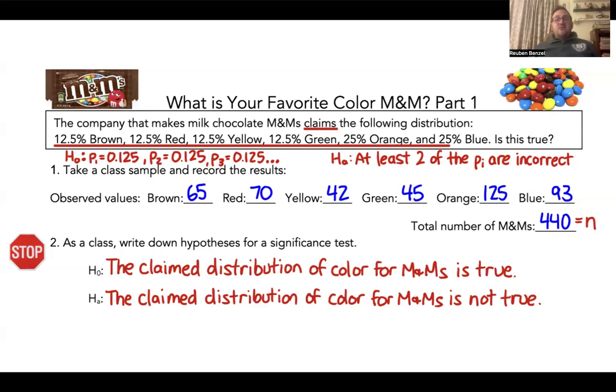One thing that we definitely want you to emphasize here is what the null and the alternative hypothesis are in a chi-squared type of test. The null hypothesis is that the claimed distribution of the color of M&Ms is true. So the M&Ms are as advertised in their distribution. And then the alternative is that the distribution is not true. So do the M&Ms work as advertised in their distribution, or do they not work as advertised in their distribution?